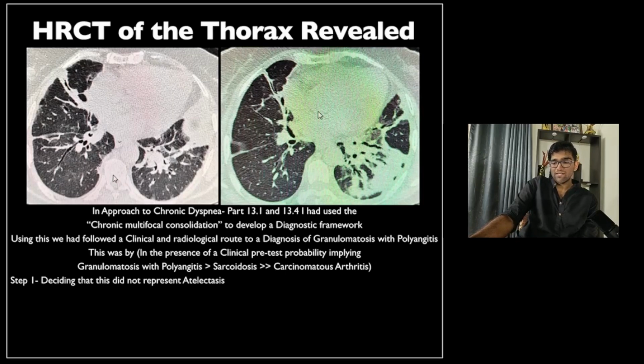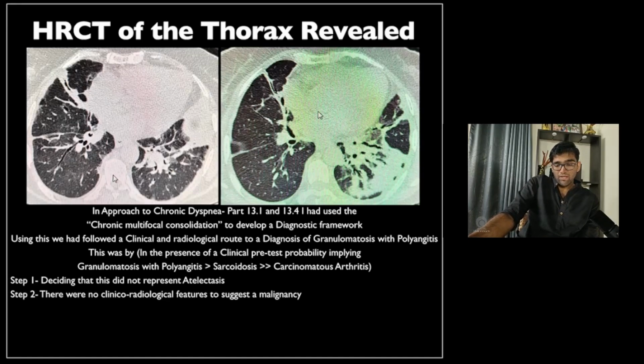likely than carcinomatous arthritis. We decided that one, these areas of consolidation, which just to jog your memory, are areas of airway opacification in which the pulmonary vasculature is not visible, could represent atelectasis, and we talked about why this was not atelectasis. Then we talked about how there were no clinico-radiological features to suggest malignancy, which is obviously much more common and therefore something that needs to be ruled out.